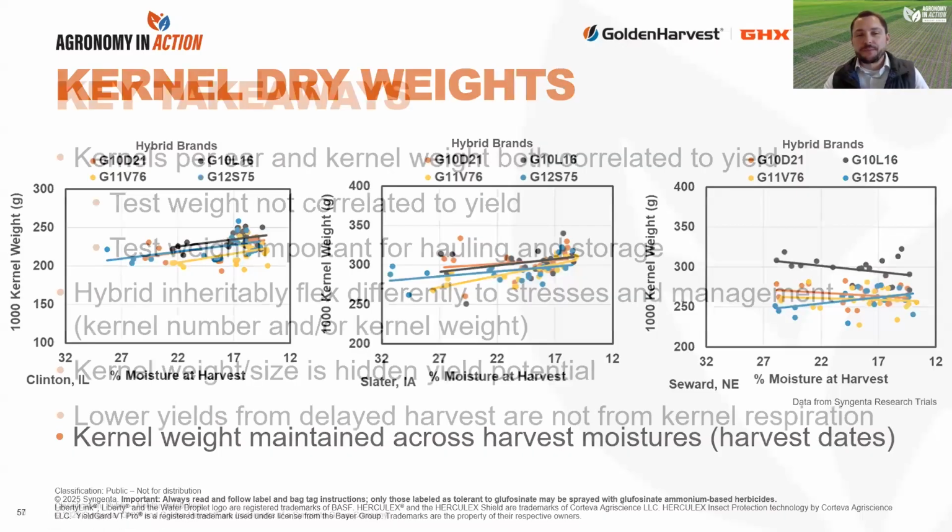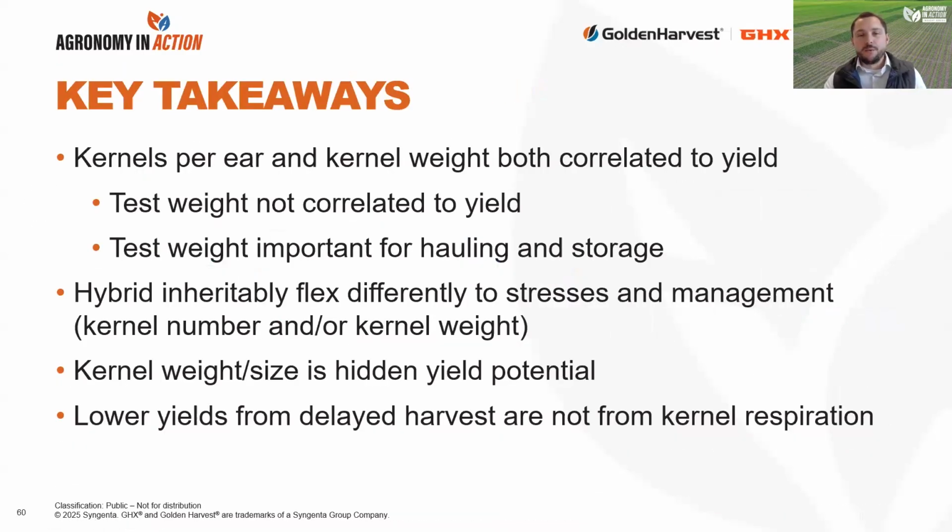As we start to conclude here and wind down and get ready for some questions, we did have 4 key takeaways that we'd like to leave you with this morning. The first one revolves around the fact that kernels per ear and kernel weights could both be correlated to yield.